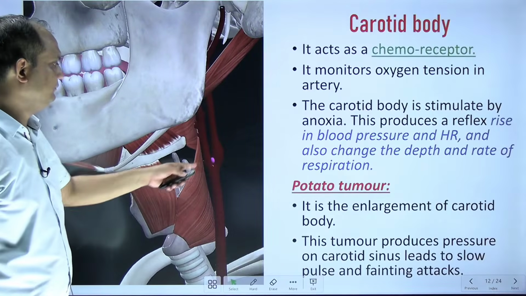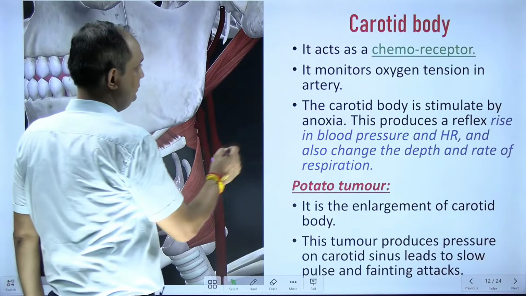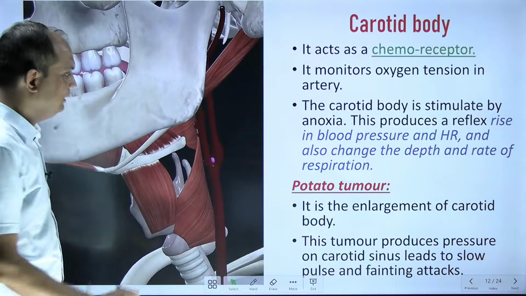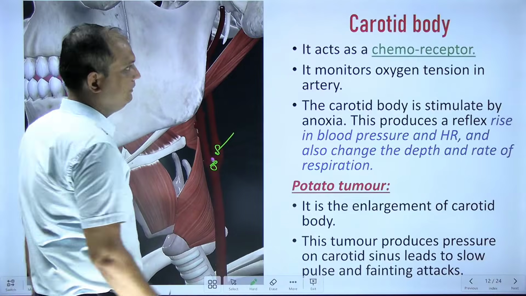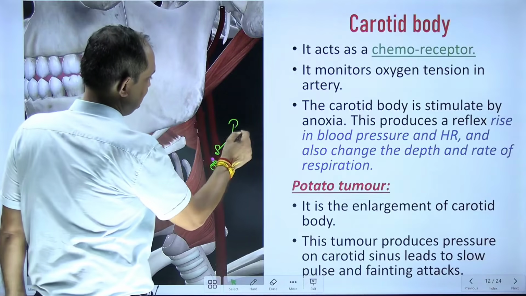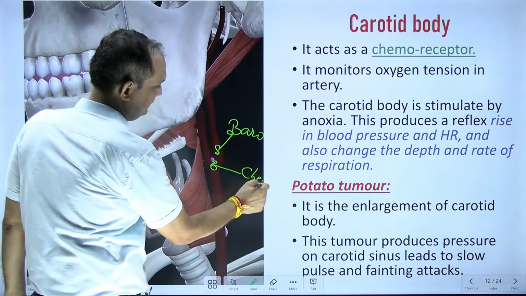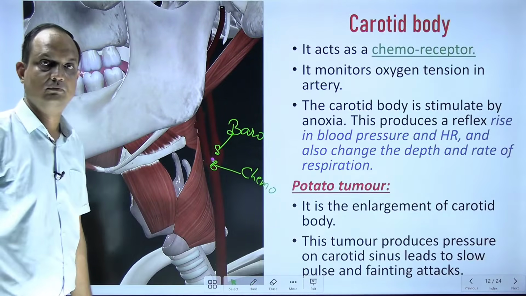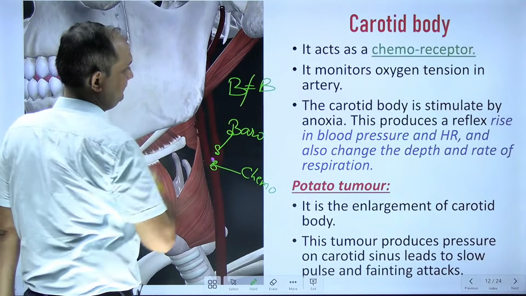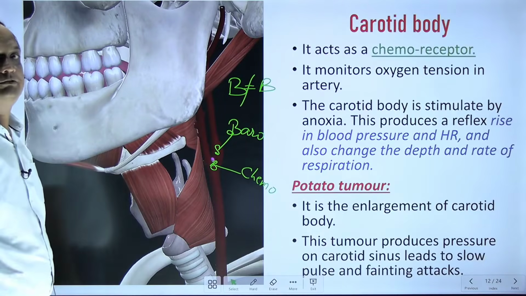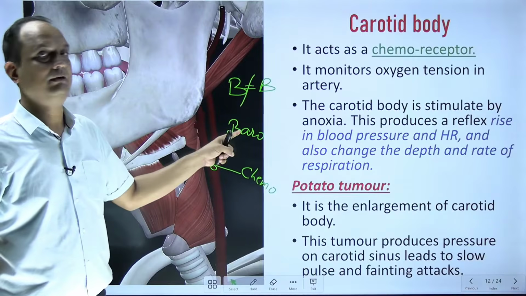Now, what is the effect of this nodule? This nodule acts as a chemoreceptor. So, now this is the sinus and this is the body. The sinus is a baroreceptor and this body is a chemoreceptor. So, there should be no confusion. You can keep this thing in mind that B is not for B. That means body is not a baroreceptor. Body is a chemoreceptor. Sinus is a baroreceptor.